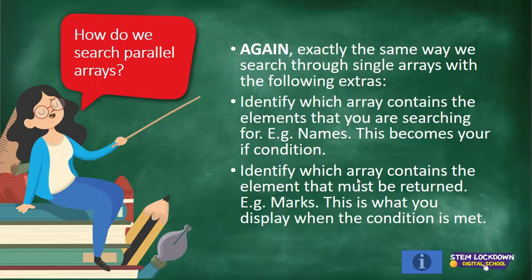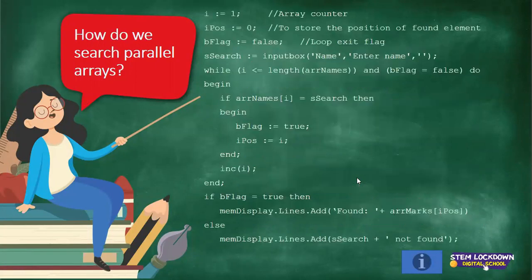Secondly, identify which of the parallel arrays contains the element that must be returned. Now, in our example, I want to know how many marks Mary achieved. So that will be the marks array. That is what I want to display or return once I found my match, which is Mary. Okay, so let's look at the code.